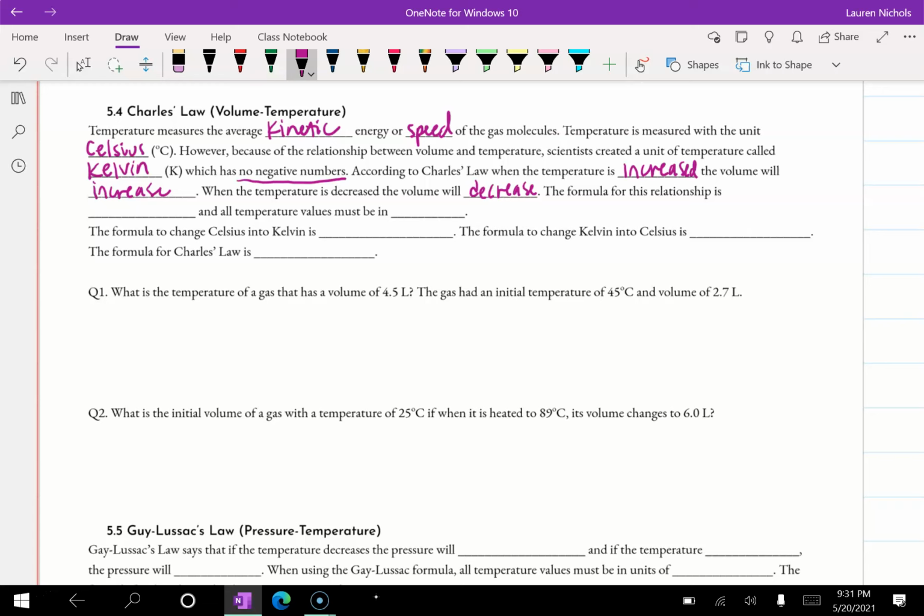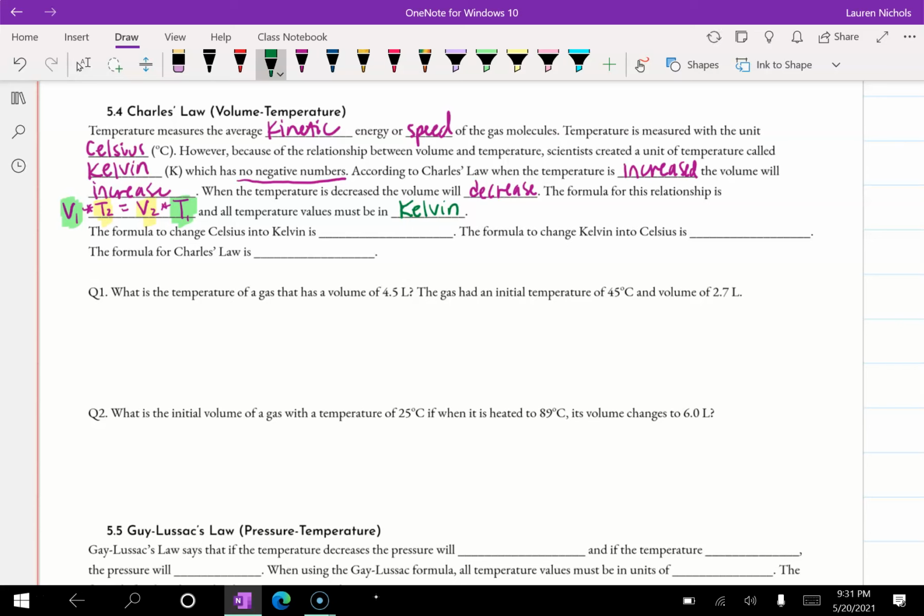Now, the formula for this relationship is V1 times T2 is equal to V2 times T1. Notice that my 1's are on opposite sides and my 2's are on opposite sides of the equal sign. The key thing about this formula, though, is that all temperature values must be in Kelvin, not in Celsius.